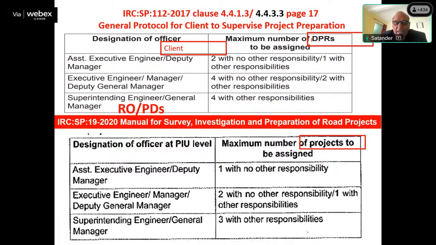If you see the PIU, the maximum number of projects: you cannot give 5 projects to one person. An assistant executive engineer must be given one project, no other responsibility. An executive engineer should be given two projects, no other, or one project with other responsibility. So if we follow whatever is given in the code provisions, in our constitution, it would be better, we can get good quality.